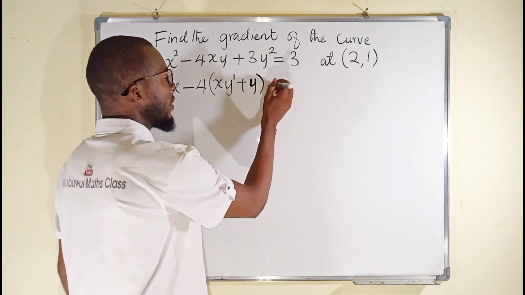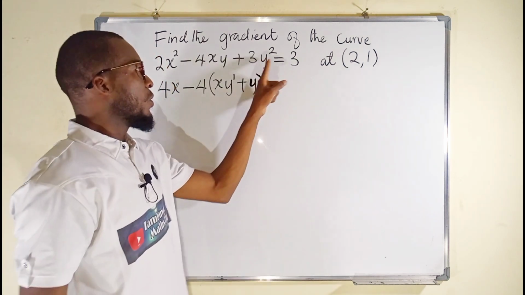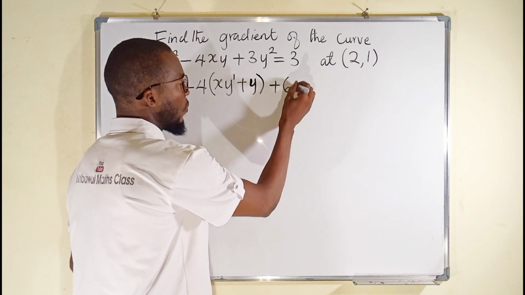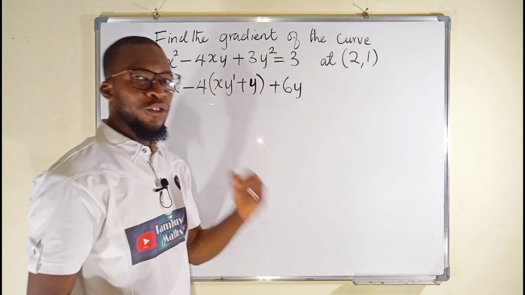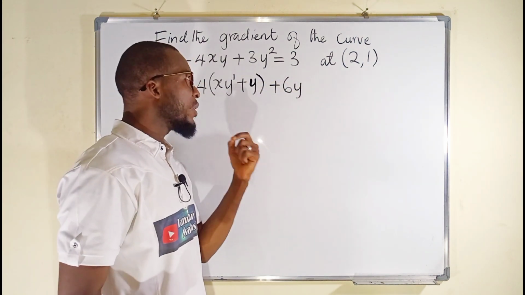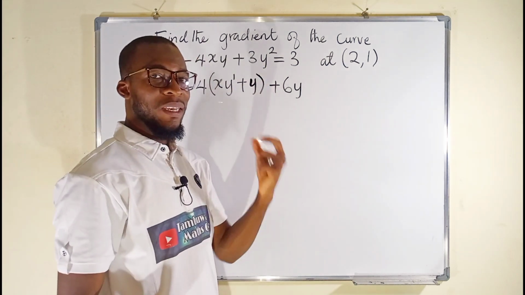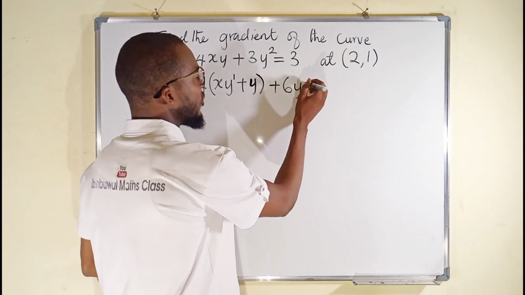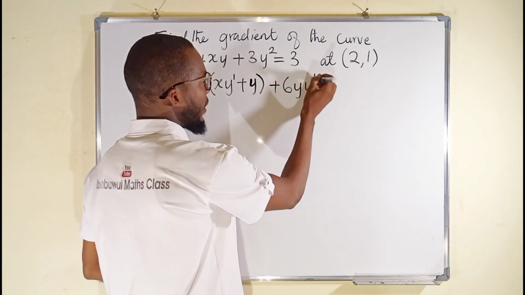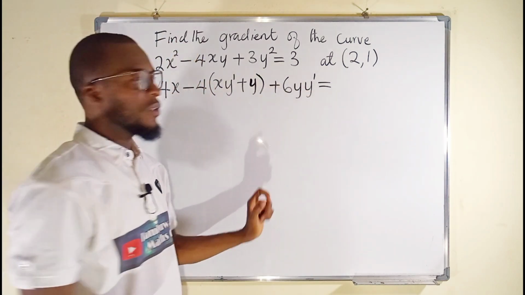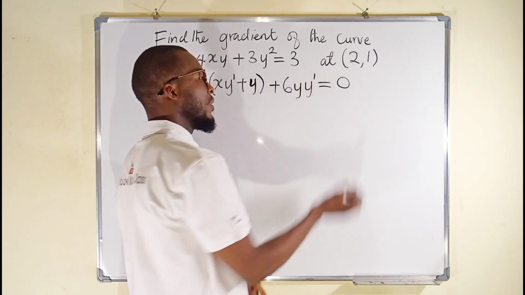Moving on to the next one. These 2 will multiply 3. We have 6. Y raised to the power of 2 minus 1. 2 minus 1 is equal to 1. But this is y again. We have to multiply by dy over dx. But remember, I was using y prime. This is equal to the derivative of a constant is 0. So we have 0 here.